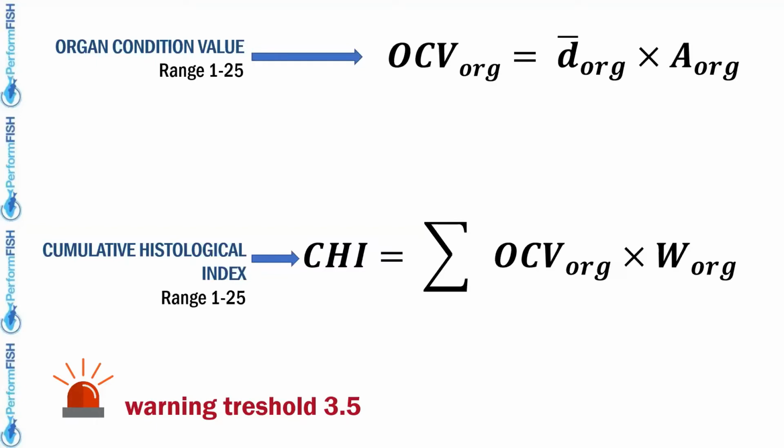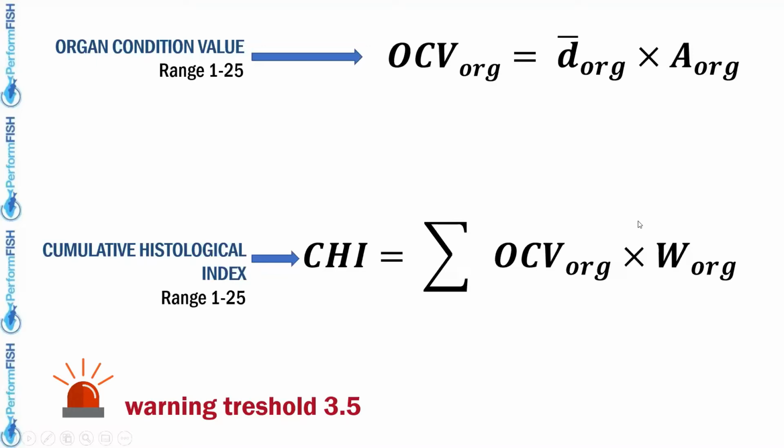We actually obtained 2 values. The first one is used to derive the degree of histological alteration of an organ district, and this index is named OCV, or organ condition value. It is given by the product between the average score of the organ descriptor and the architecture of the organ. I remind you that in architecture there are considered all the regressive and progressive alterations, pathological alterations.